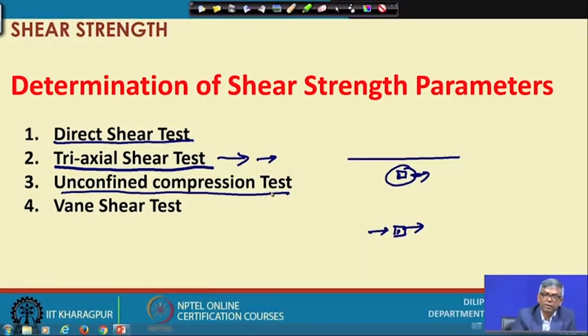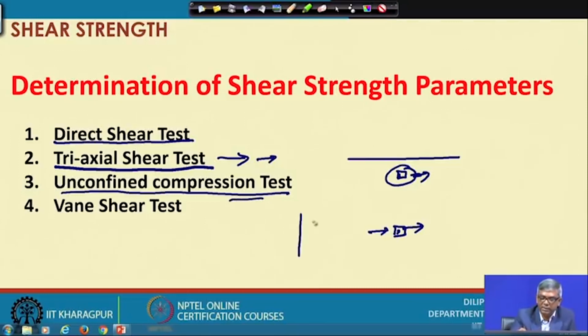And next is the unconfined compression test. This is also a test similar to triaxial, but the only thing is it is unconfined, that means there is no all-round pressure. So, the special form of the triaxial test is the unconfined compression test.